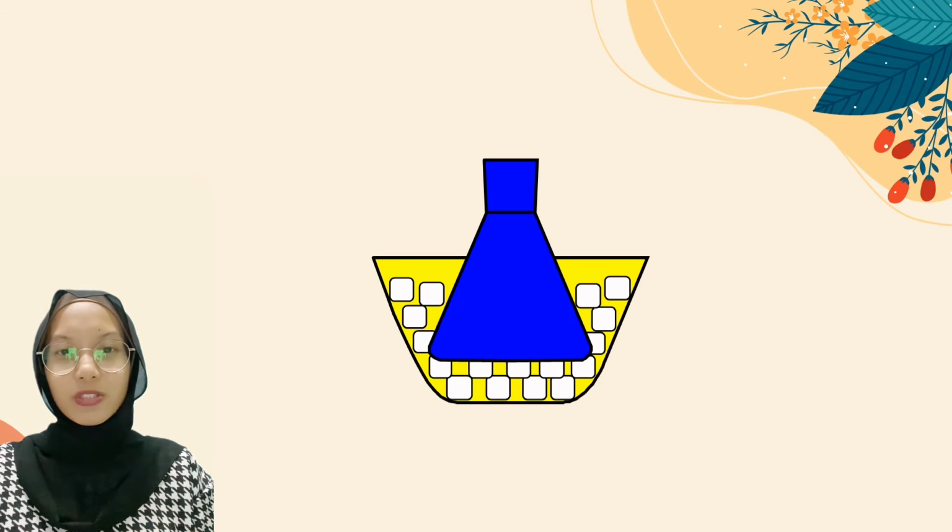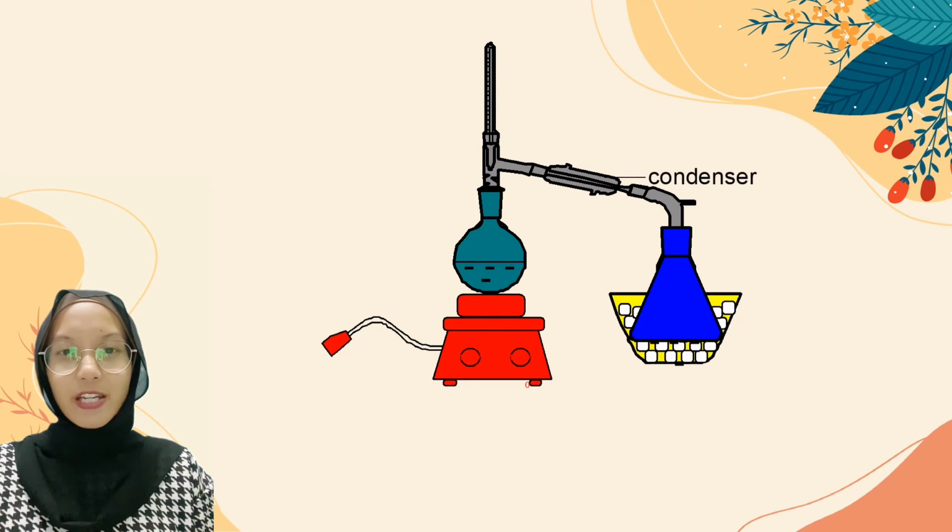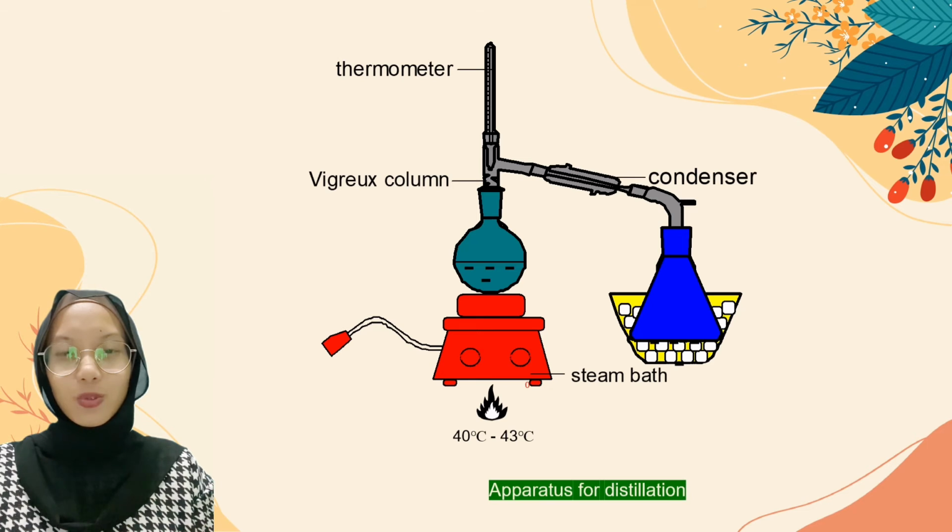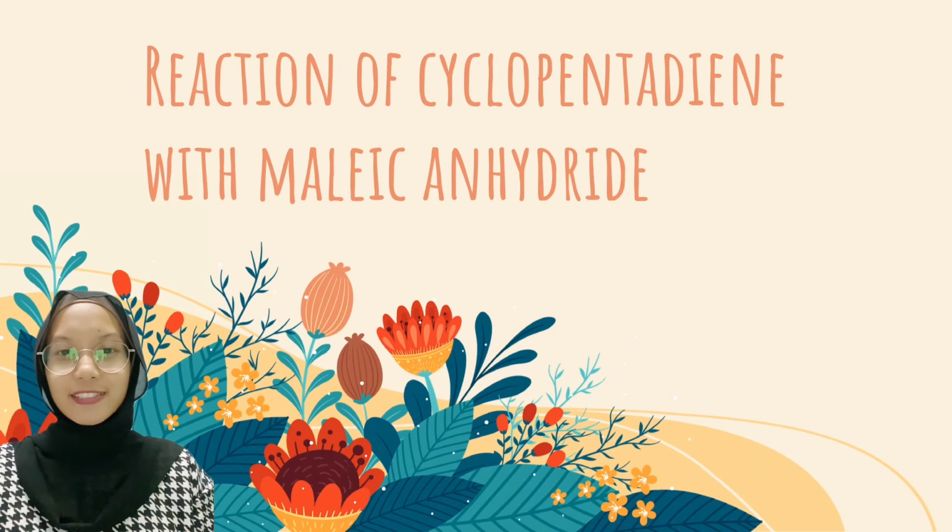Second step is to cool the collector flask, which is a 100 ml ERLENMEYER flask, in the ice bath. Lastly, boil the dicyclopentadiene and distill at 40 to 43 Celsius.